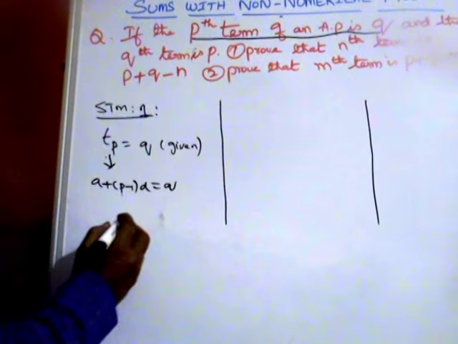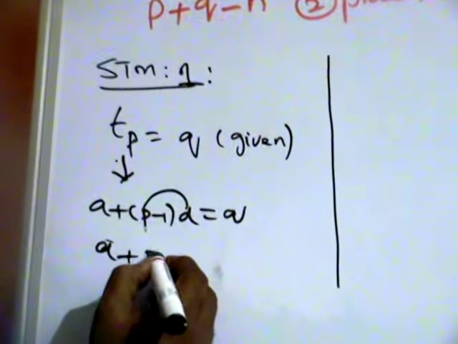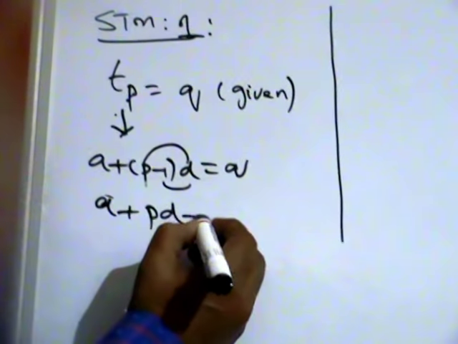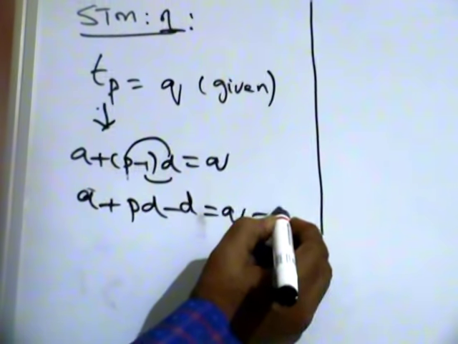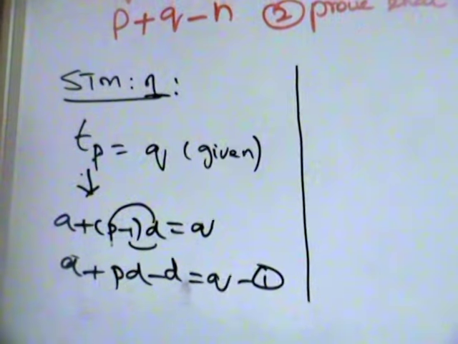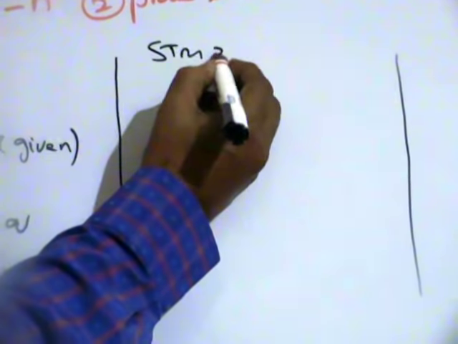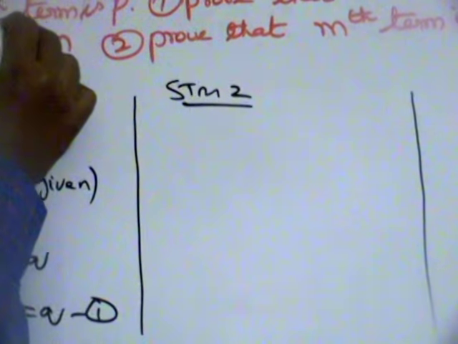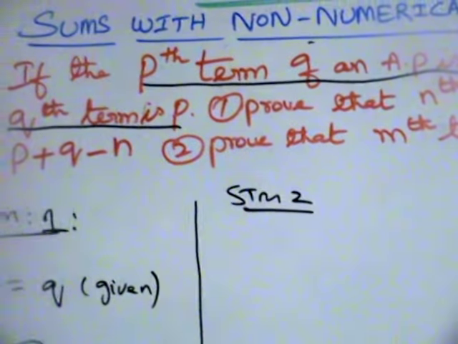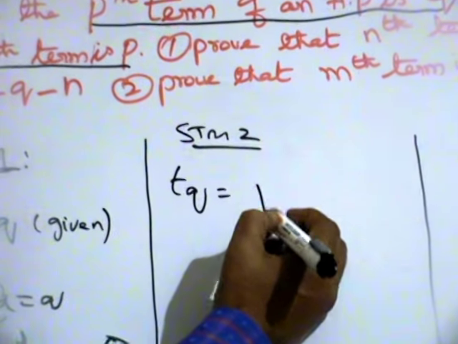If you want, you can expand this and keep also A plus, when you expand this you get PD minus D equal to Q. Call it equation number 1. Now statement number 2, I call it STM2. Statement 2 says Qth term is P. So Qth term is P means TQ is equal to P.